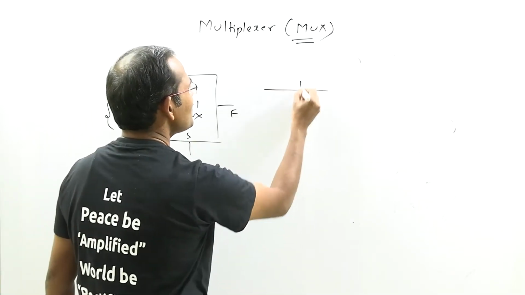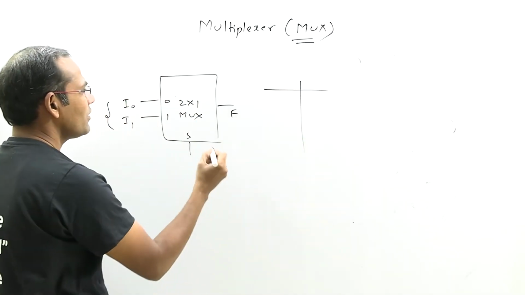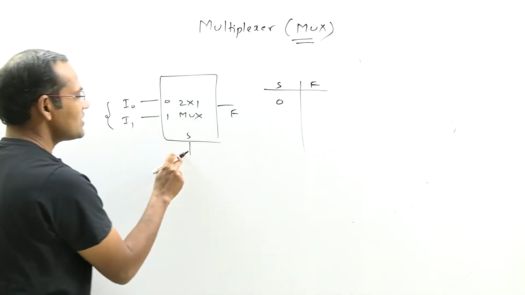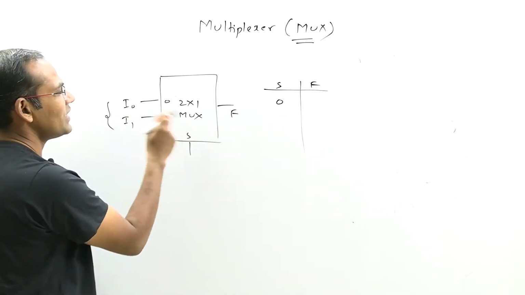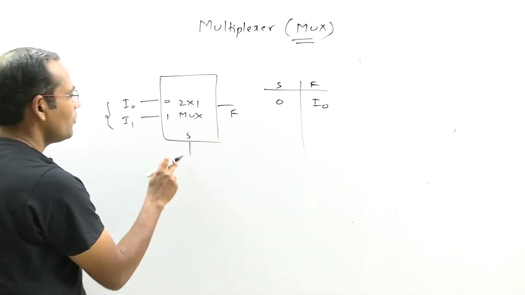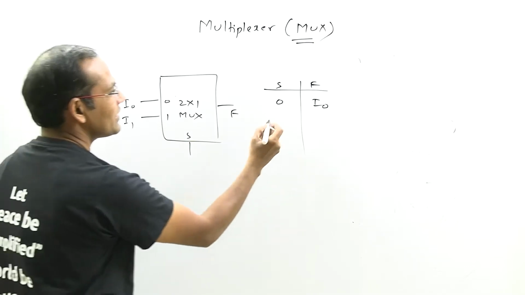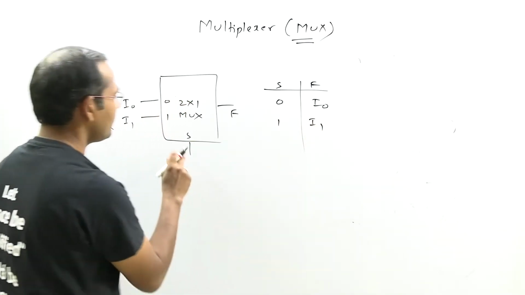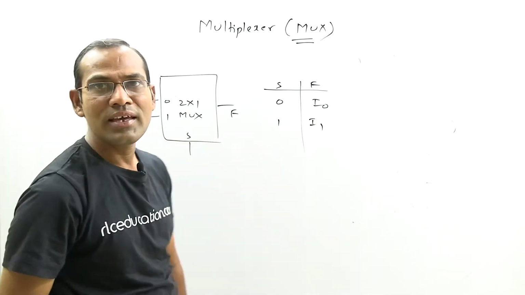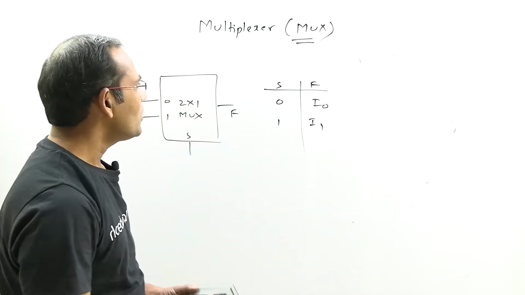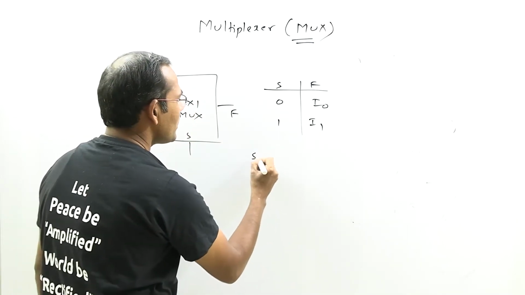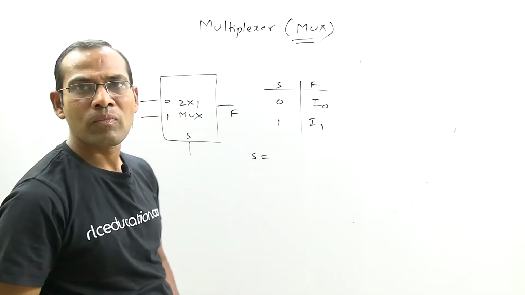Here the behavior of this one is like this. When S is 0, I0 will be selected. When S is 1, I1 will be selected. That's the truth table. So the expression will be like this.